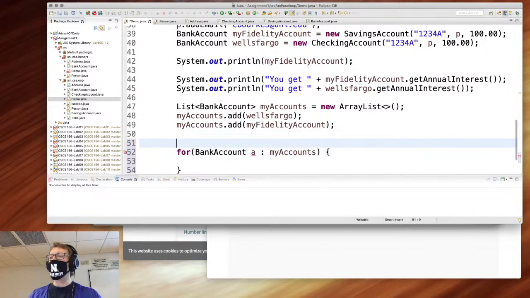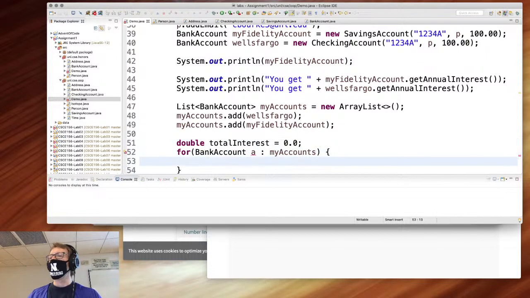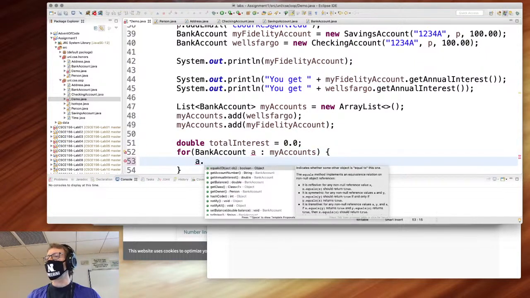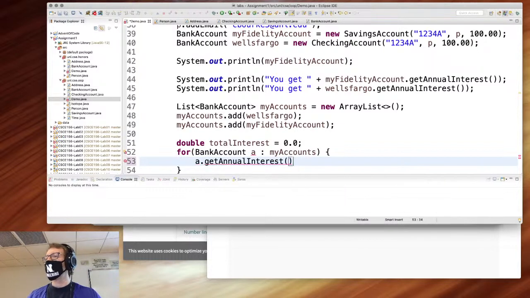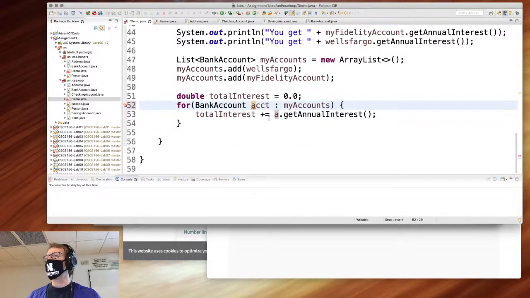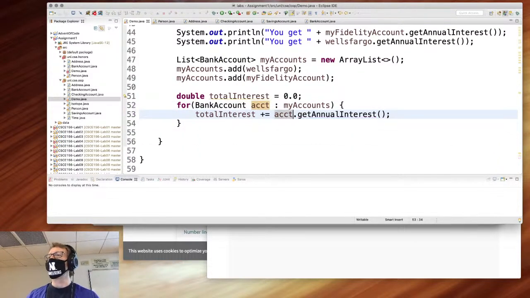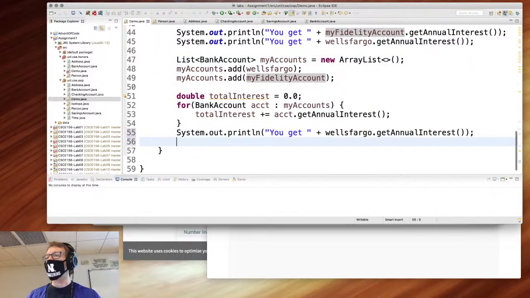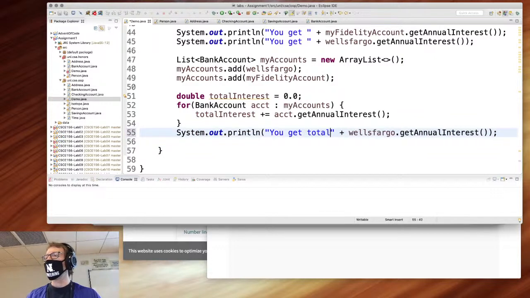I can add up the total, double totalInterest. I'll start that out as 0, and then a dot, what is it, getAnnualInterest? And then I'll add that to my total interest, plus equals. I think I've already used A up here somewhere for address, so account, acct, there we go. Now I'll print out what my total is, my total annual interest here.